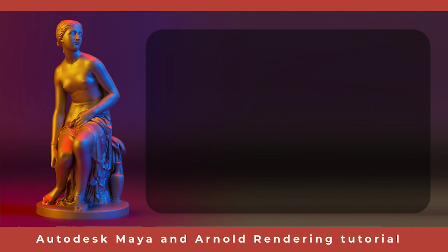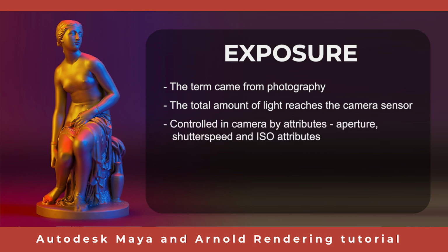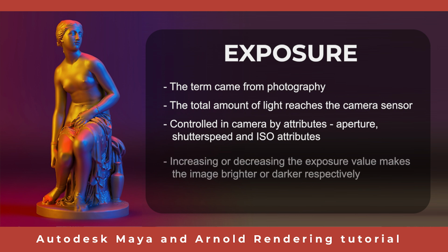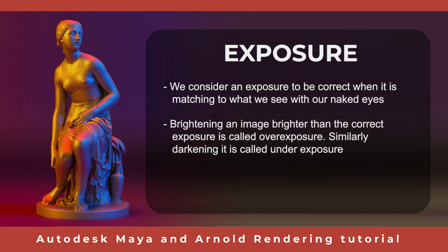So exposure is actually a term that came from photography. In simple terms, it refers to the total amount of light that reaches the camera sensor. So in other words, we can say it is the overall light present in a scene or in an environment. In photography, we can control the exposure with 3 attributes, which are aperture, shutter speed, and ISO. We can increase or decrease the exposure and make the image brighter or darker, depending upon the look we are after. Most of the time, we aim for the exposure which looks similar to what we see with our own eyes. Making an object brighter is referred to as overexposing, and making it darker is called underexposing.